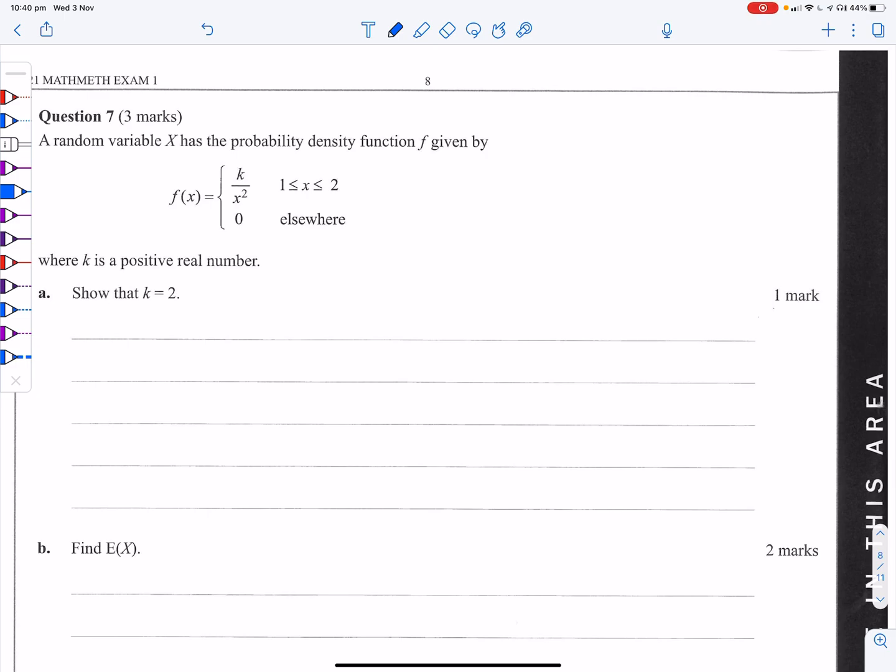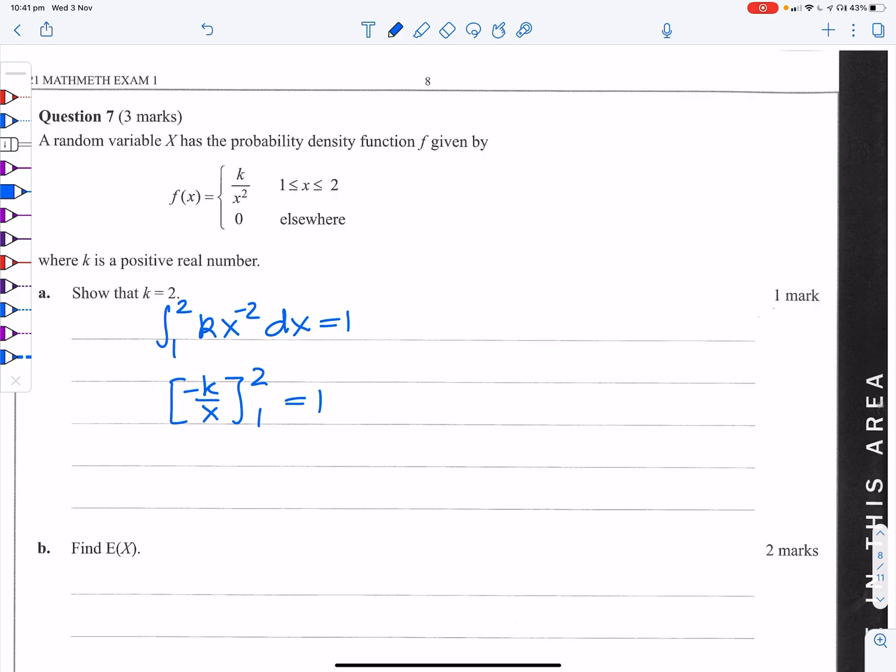Okay, k on x squared is defined between 1 and 2. We want to show that k is 2. So if it's a PDF, we know that if we antidiff from 1 to 2, kx to the negative 2 dx, that it will equal 1. If we add 1 to the power and divide by the new power, we'd get kx to the negative 1 on negative 1, which is negative k on x between 2 and 1 is equal to 1.